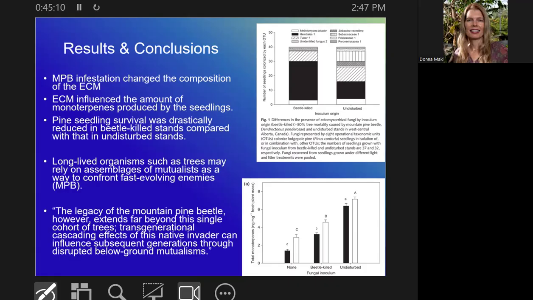But they're saying that, taken together with this data that they were collecting, there is this transgenerational impact because their seedlings definitely were impacted, as well as the mycorrhizal fungi in those plots. So it extends far beyond this single cohort of trees that were initially attacked. Transgenerational cascading effects of this native invader can influence subsequent generations through disrupted below ground mutualisms.